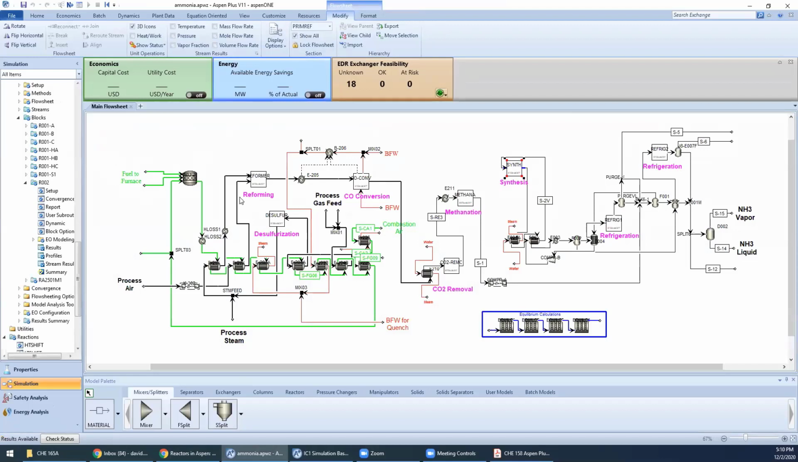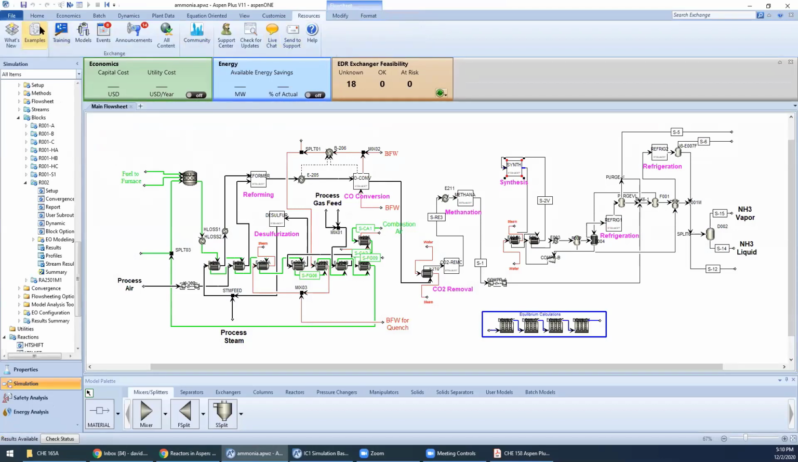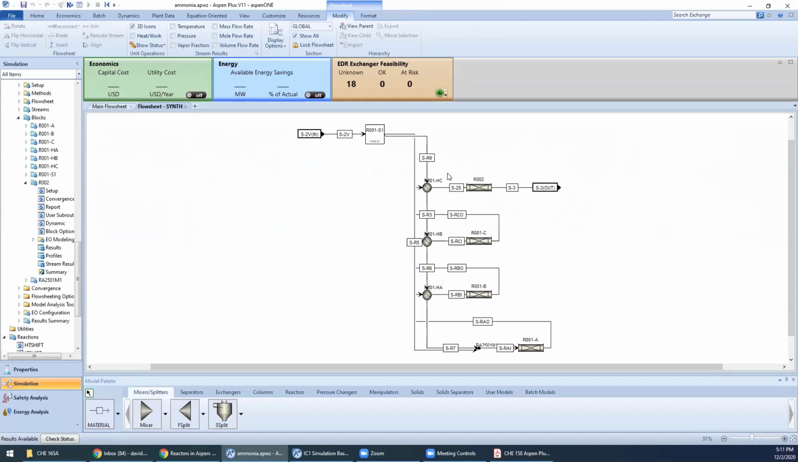So this is found in the examples, resources, examples. So all of this upstream stuff is just to produce the CO and the hydrogen necessary to actually make this single little block work, synthesis. Everything else is for recycle and refrigeration to condense out the ammonia from the product stream. So if we click on this synthesis block, it's actually a subroutine that flows in.